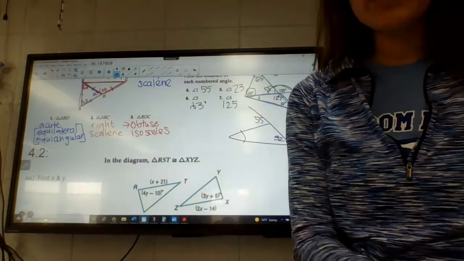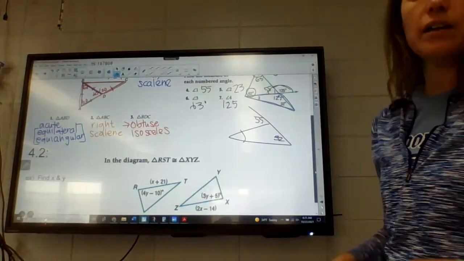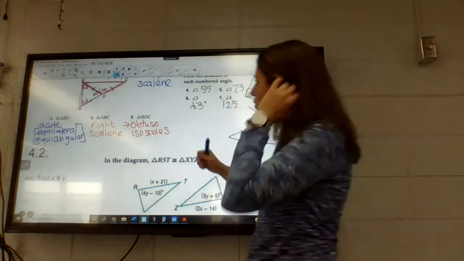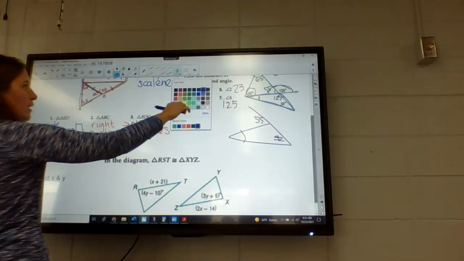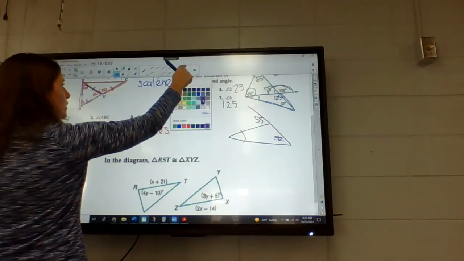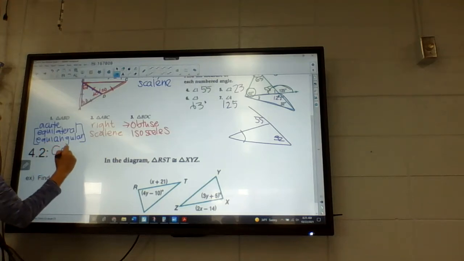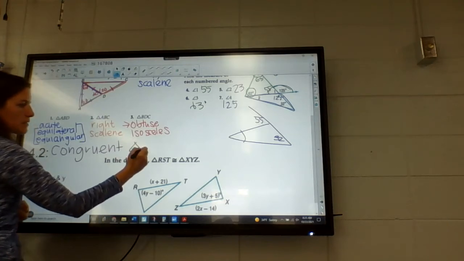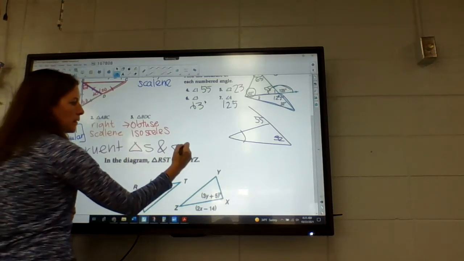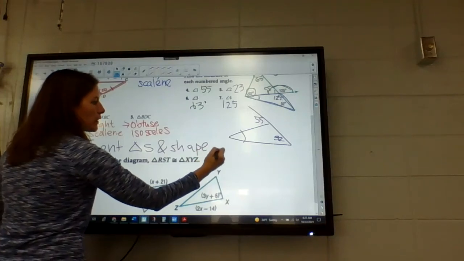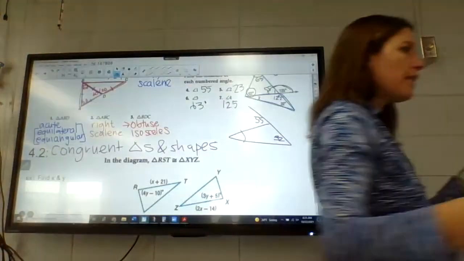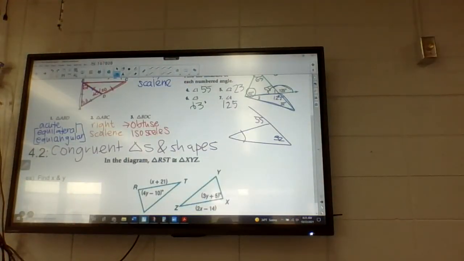In section 4.2 is when we talked about congruent triangles and other figures that are congruent, so all their parts have to be congruent as well. We ended up using this a lot throughout the whole chapter, so hopefully it's going to be an easy one to review. Congruent triangles and shapes. Basically this is where we learned that if they're congruent, they're 100% identical, so all the angles match up, and the name is trying to help us with that.